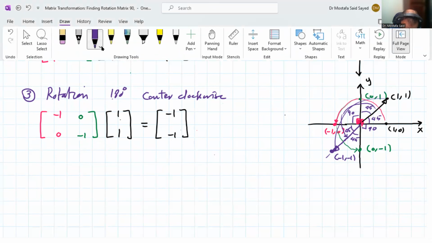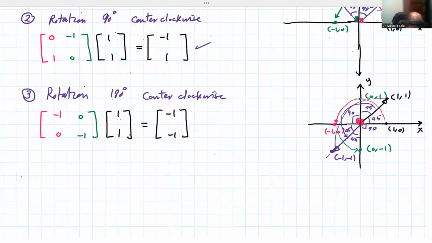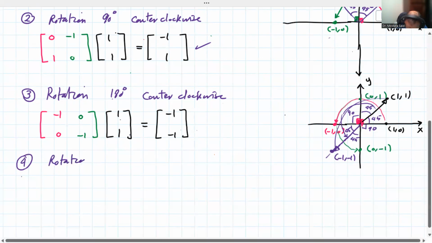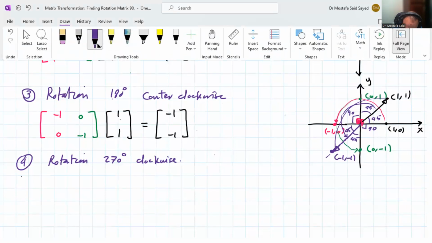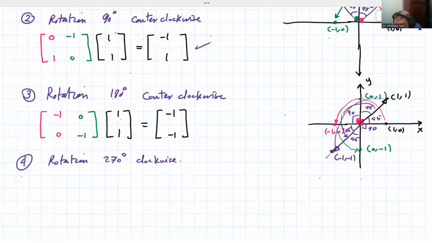Okay. Finally, number 4, rotation 270 degrees clockwise. You can do it with the normal procedure; I'm going to leave it as an exercise for you, but I'm going to do it another way. Moving 270 clockwise is like moving 90 counterclockwise. Let's check that. I'm going to do it that way, and you can verify with the normal procedure.